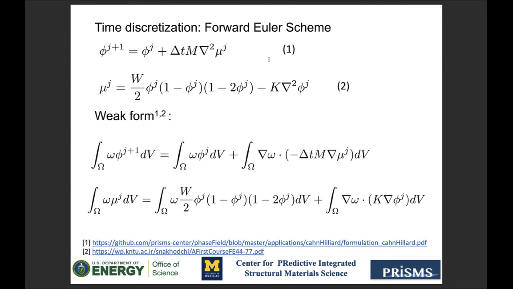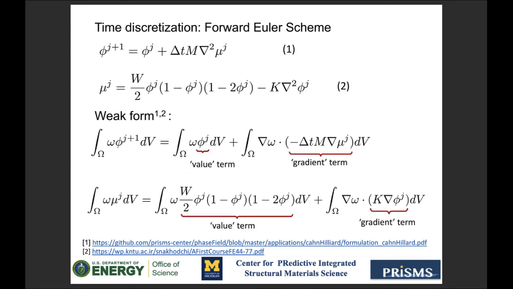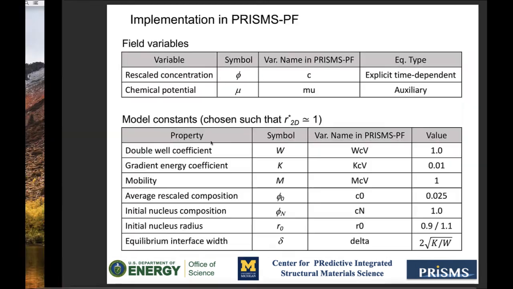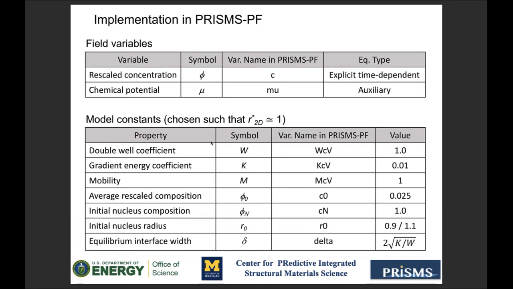So finally, since PRISMS-PF uses the finite element method, we will need to input the equations in the weak form. And more specifically, we will have to directly input expressions for each of these gradient and value terms for the mu and phi equations. Okay, we are almost ready to start with the implementation. But first we need to specify the field variables and the constant values that go into the model.